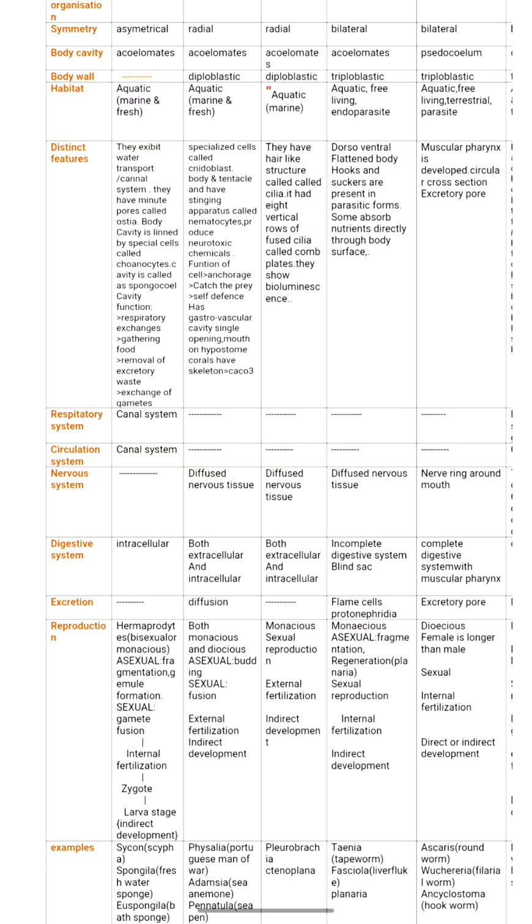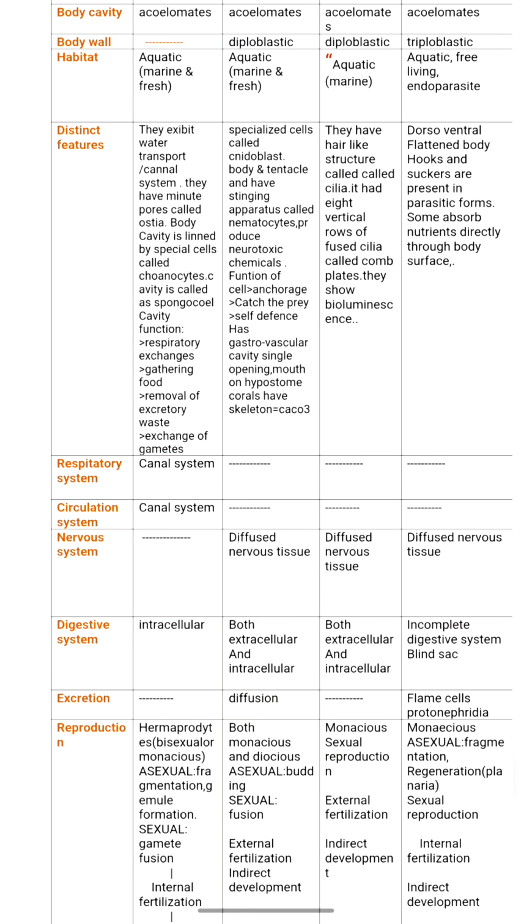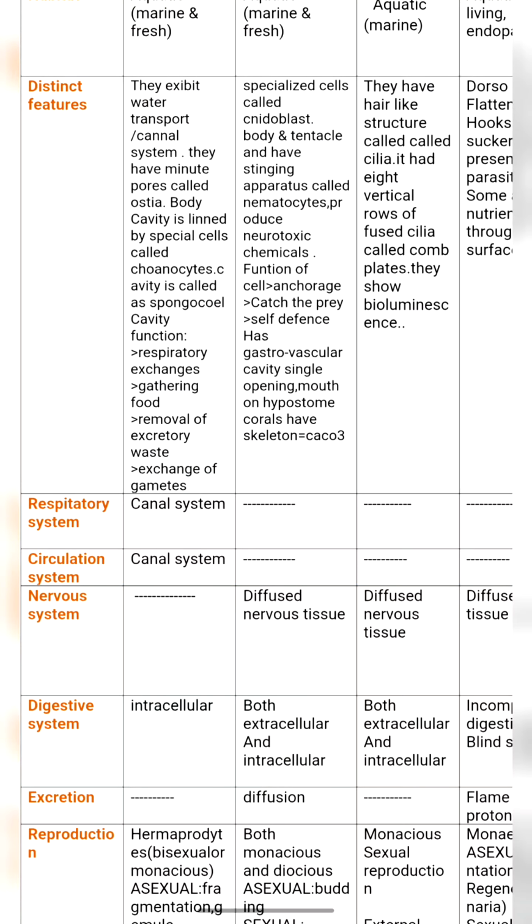Okay, but in the NEET examination they will not give it like this. They just give the water vascular system, and in the options we have Porifera or Echinodermata like that. So you must be very clear about this. Okay, so water transport or canal system. Okay, and also they have the minute pores.